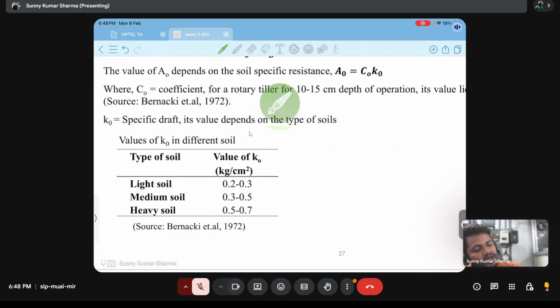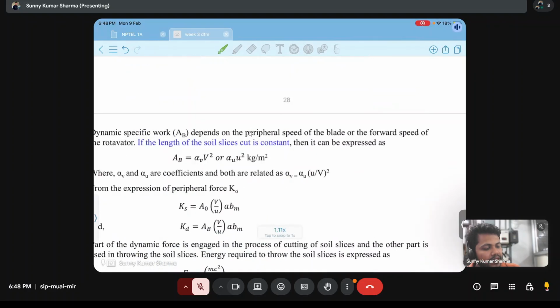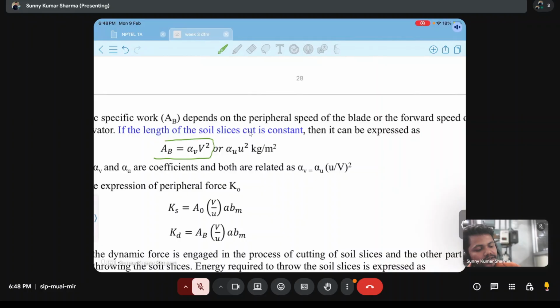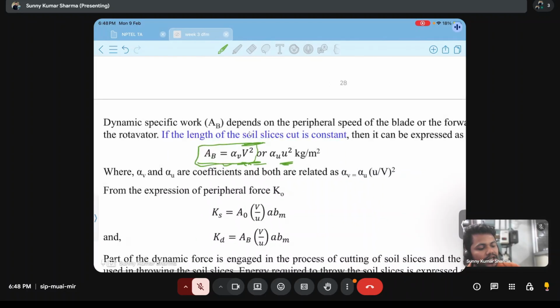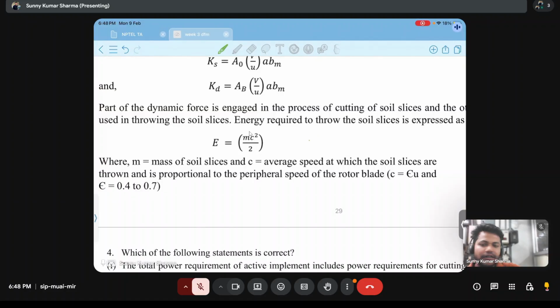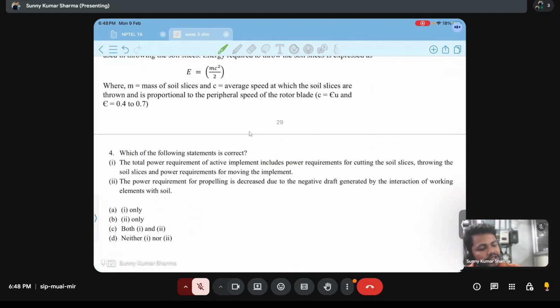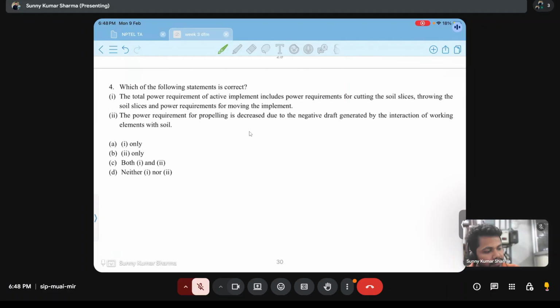So from there we can calculate A naught, and the dynamic work, that is A t, can be calculated with this formula, either with the forward velocity of the rotavator or the peripheral velocity of the blade. From both we can calculate the dynamic specific work, and when we add both values we get A naught plus A t, the final total specific work. So if we have understood the concept till here, we can solve the further questions of the previous assignment.